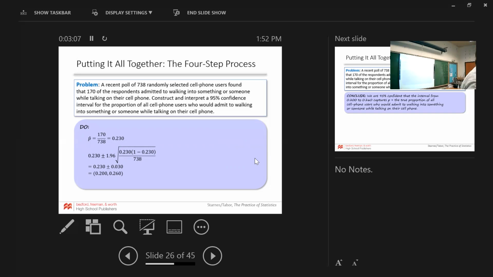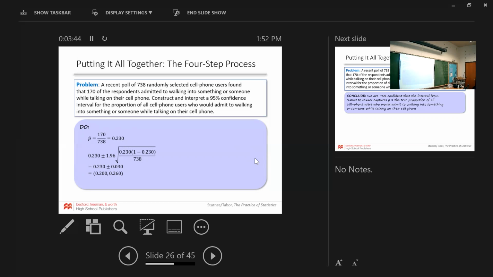Now, we're not just going 1 standard deviation left or right. The reason we got 1.96 is that it leaves 2.5% in each tail. The graph is symmetric, so that means 95% in the middle. Now, underneath that, what do you have? You have 23%, which is the proportion of people who admitted to walking into someone. Add or subtract 3%. That's what this looks like.